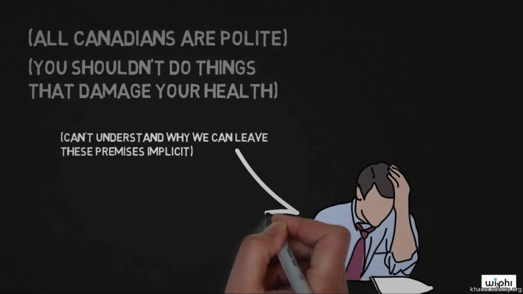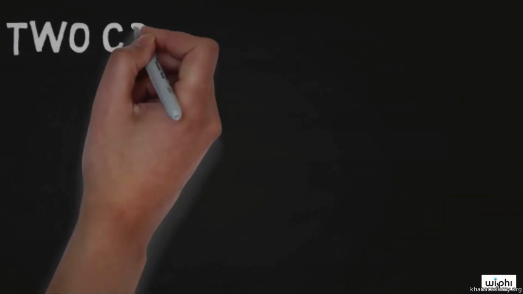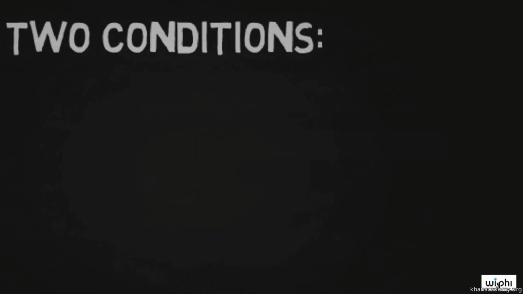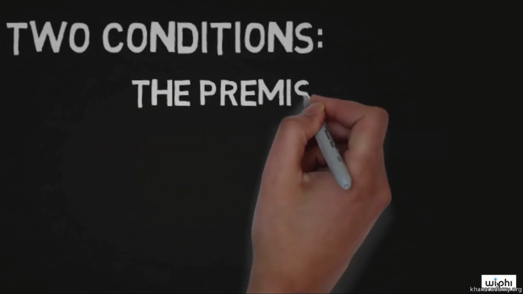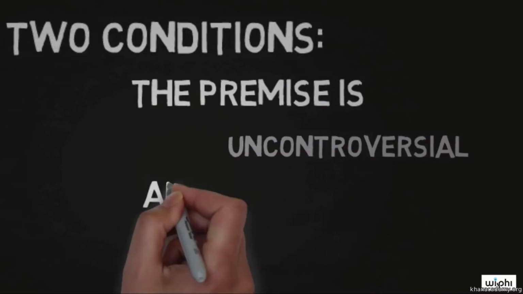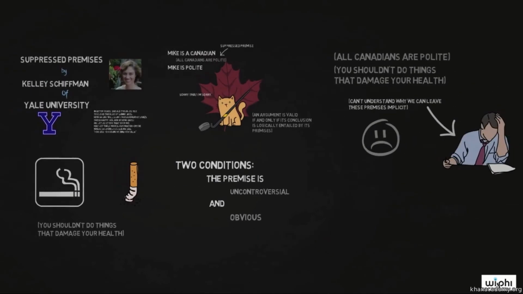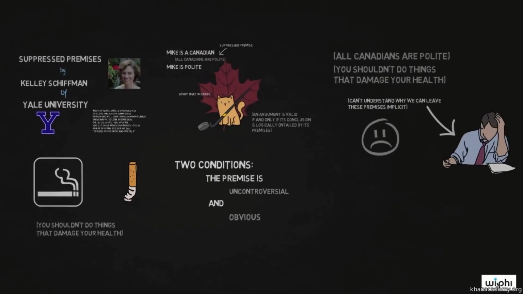But why is this? I would suggest the following, that it's okay to keep a premise suppressed if two conditions are met. First, that the premise is uncontroversial. And second, that it's obvious to the person being presented with the argument. If both of these conditions are met, then it seems acceptable to keep the premise suppressed.